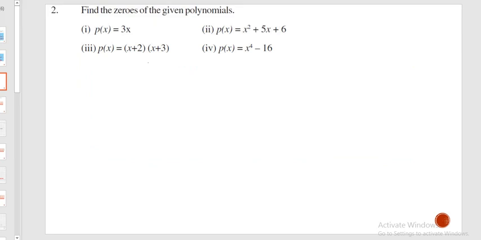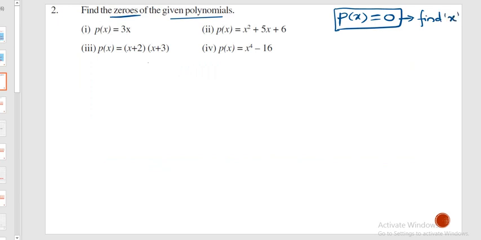Next, moving on to one more question. Read the question. Find the zeros of the given polynomials. So you need to find out the zeros of the given polynomial. How to find the zero of the given polynomial? For this, first of all we need to make p of x equal to 0 and find the values of x.